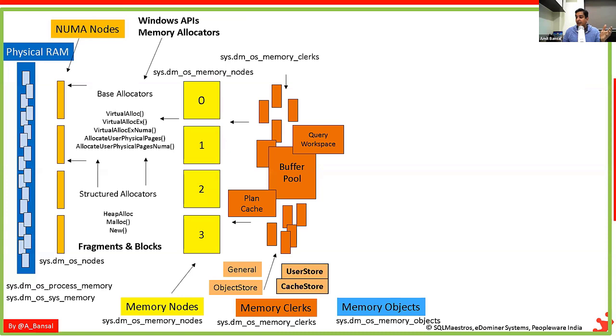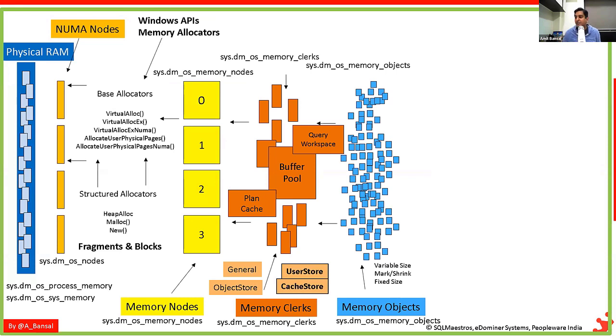Then comes, okay, so one more part of the diagram there, general, object store, user store, and cache store. Typically, clerks are divided into these 4 categories: general, object store, user store, and cache store. What's important for us to know is about cache store, and I'll come to cache stores in a moment.